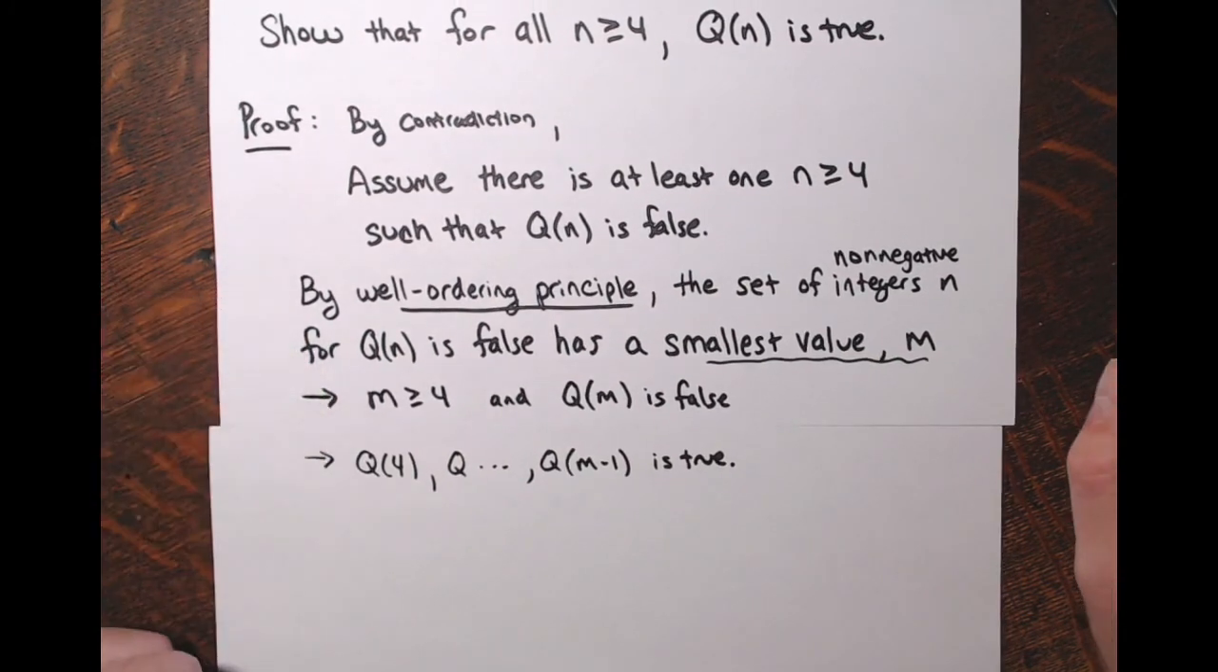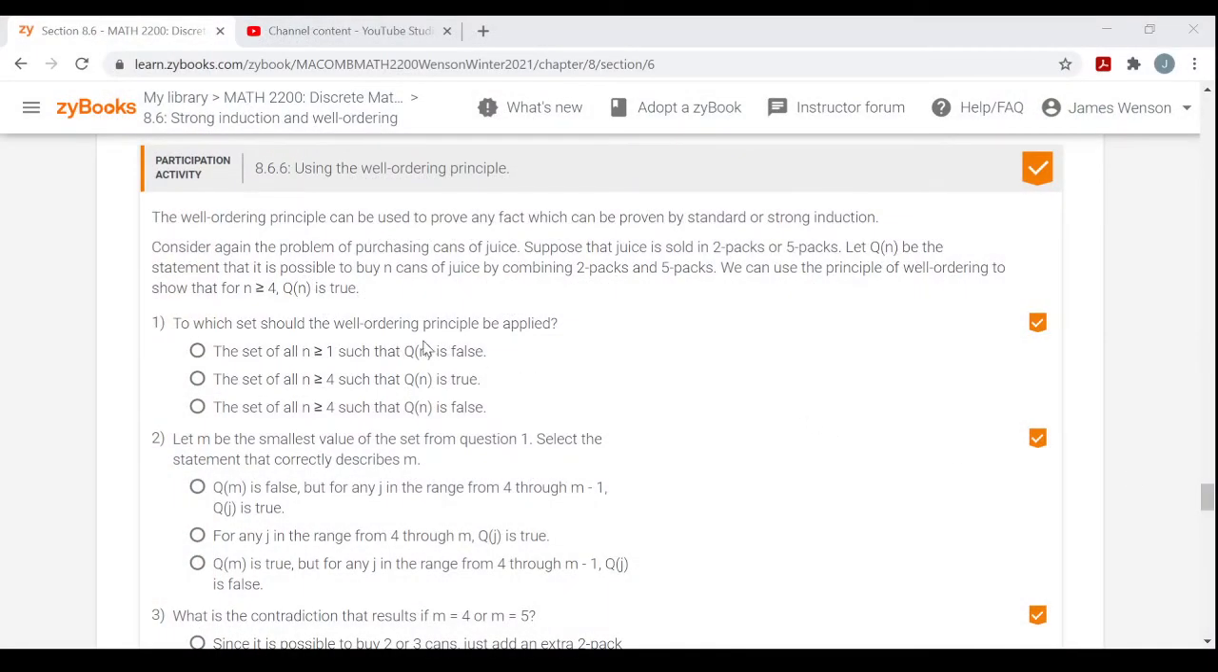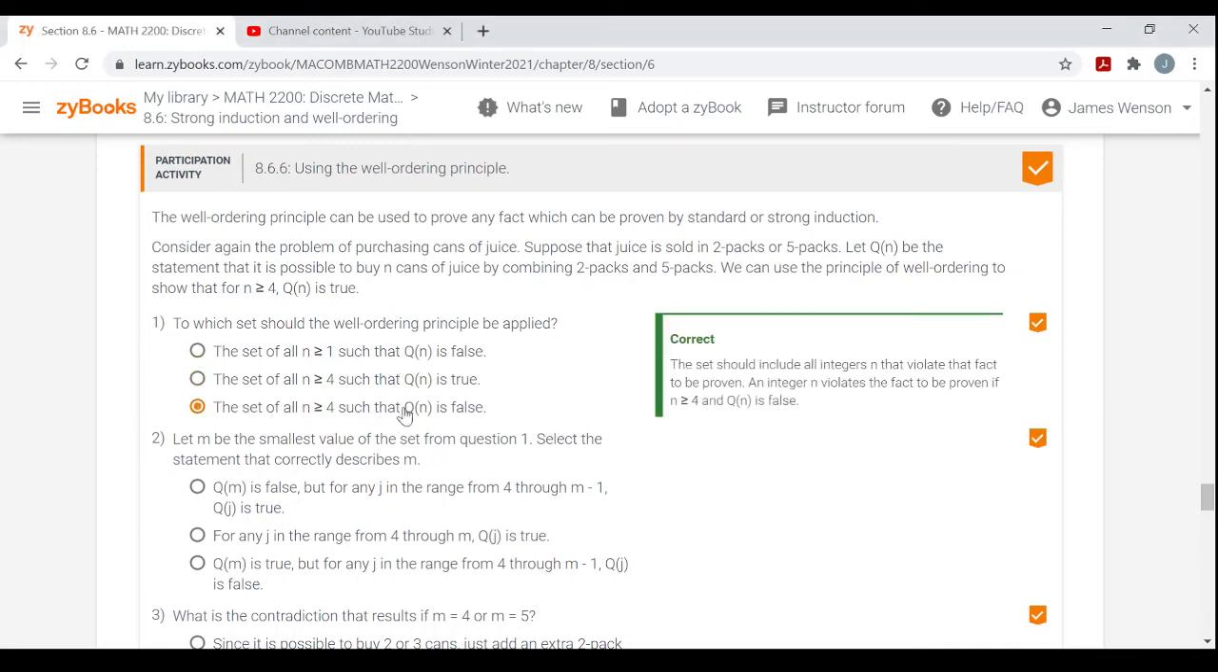Now, this will lead us to a contradiction, and we can see how in the activity. To which set should the well ordering principle be applied? To the set of all n greater than or equal to 4 such that Q of n is false. I said that earlier. This set is non-empty if we assume, by contradiction, that there is a value greater than or equal to 4 such that this is false. That set will be non-empty, therefore, by the well ordering principle, it will have a smallest value. So let m be the smallest value from that set.